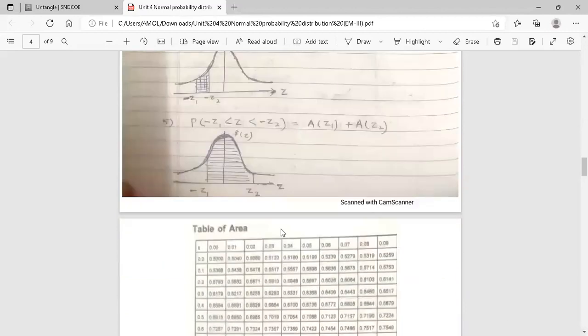The last one is to find the probability between minus Z1 and minus Z2. Sorry, here it is plus Z2. Z2 is positive. So make a correction here. This is positive. Sorry.